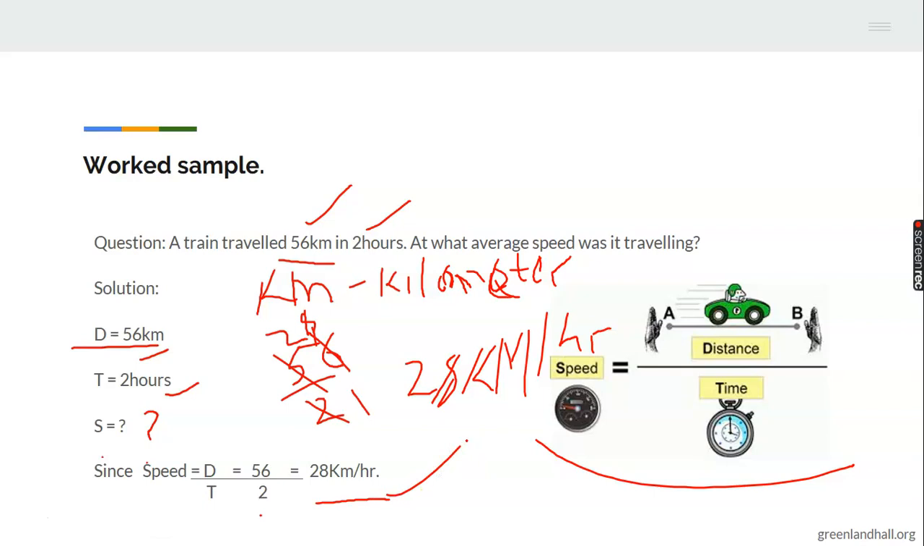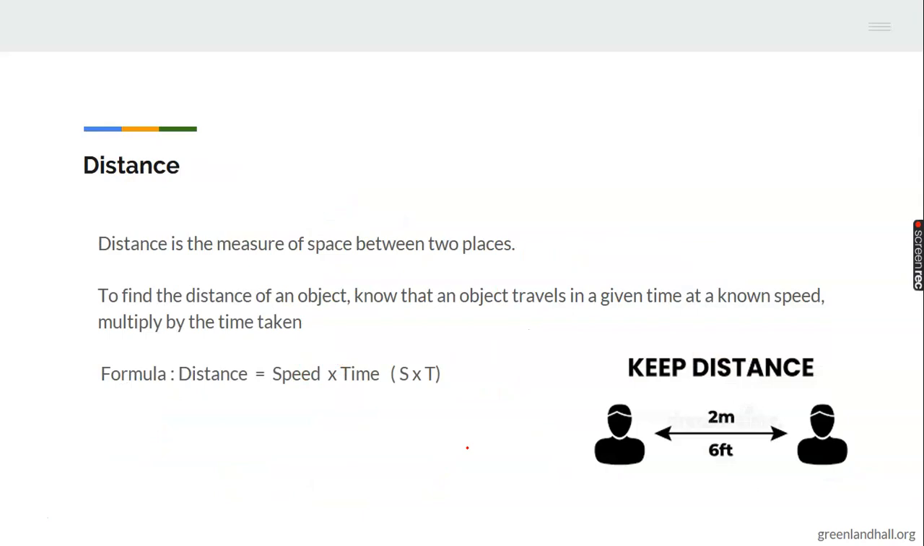Is it simple? Did you get what I just did? Very, very simple. Just don't forget your formula. As long as you don't forget your formula, you will be able to solve it. Now let's go to the next one, which is distance.